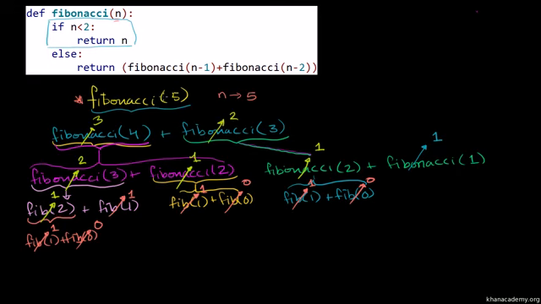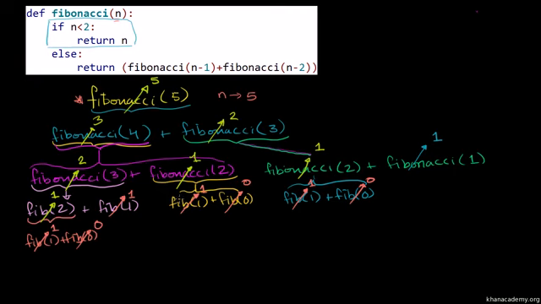The fifth term in the Fibonacci sequence is the sum of the fourth and the third terms. Those are 3 and 2. 3 plus 2 is 5. So this thing right over here is going to evaluate to 5. So hopefully that clarifies a little bit of how this recursive program is actually working.